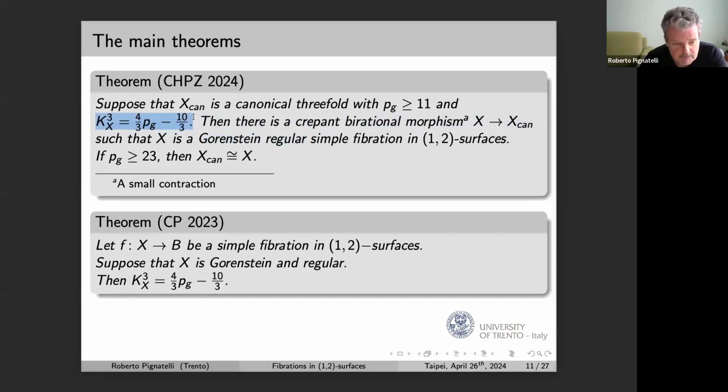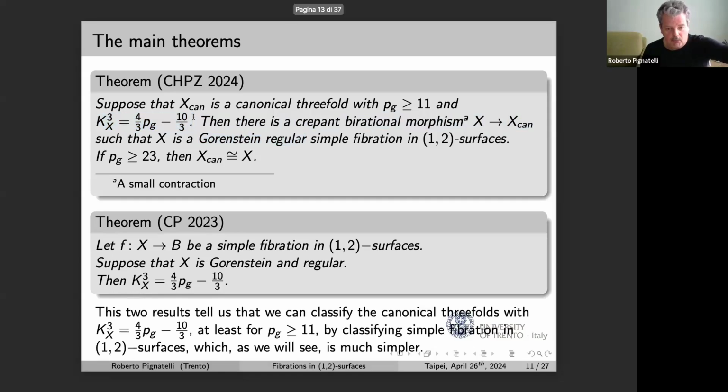I'm going to explain much more of this later, but at this moment, let me just mention this part of the theorem because it explains the importance of the new theorem. When you put the two theorems together, what you get is that if you want to classify the canonical threefolds with volume 4/3 pg minus 10/3 in their moduli space, if you want to do Horikawa's work in dimension 3, at least for pg bigger than 11, possibly also for smaller pg, for sure. As I said, for pg equal 4, you need to do something more, but at least for most pg, with some exceptions, you can classify the canonical threefolds with equality in the Noether inequality by classifying these simple fibrations.